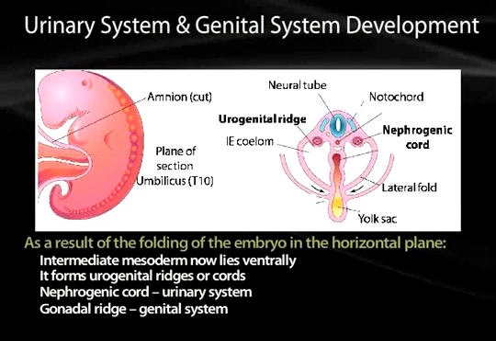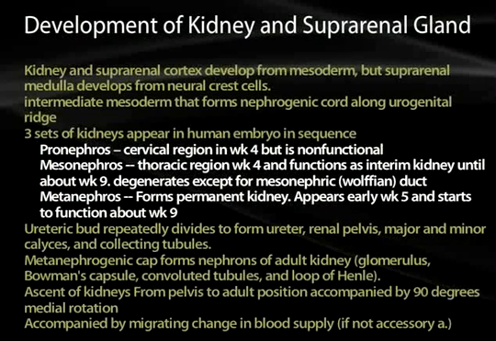So we've already mentioned there's going to be 3 sets of kidneys, the pronephros, mesonephros, and metanephros, and the thoracic region is where the mesonephros is going to form. And about week 9 that's going to degenerate, except for the mesonephric, also known as Wolffian duct. The Wolffian duct will be used in the male system, not the female system, although there may be remnants of it in the female that can cause clinical problems.